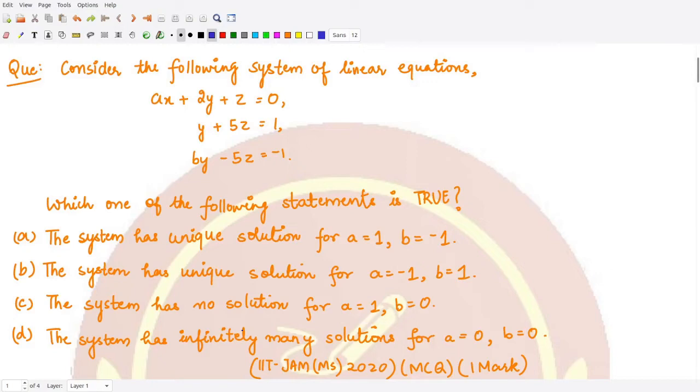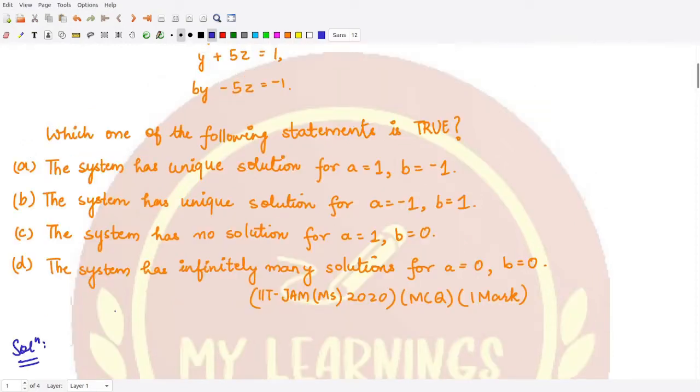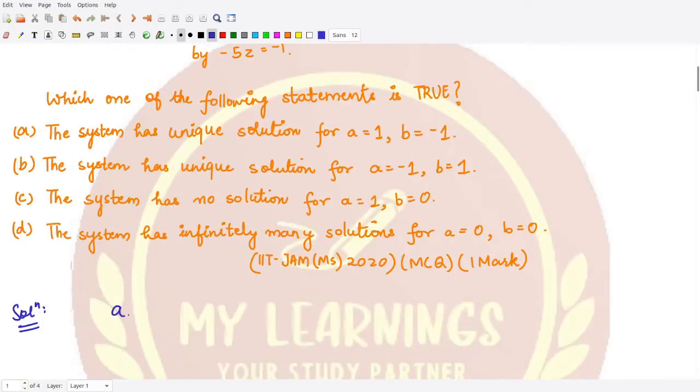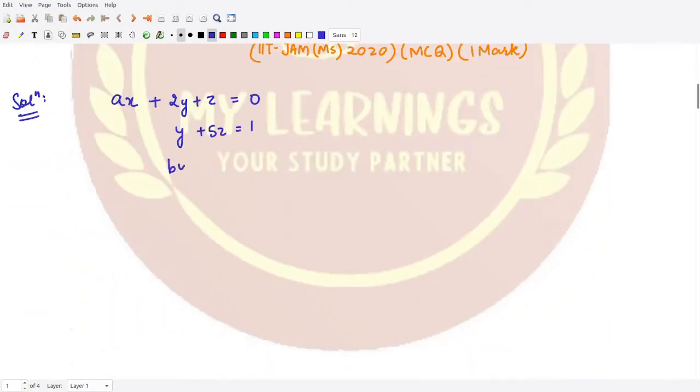Moreover, it is a 1 mark question, so we can just substitute the values and see whether we could knock off some of the options and then get back to the solution. So let's start. For the solution, let me rewrite the system. It is ax plus 2y plus z is equal to 0. Then y plus 5z is equal to 1, that is given to us, and moreover we are given by minus 5z, that is equal to minus 1.